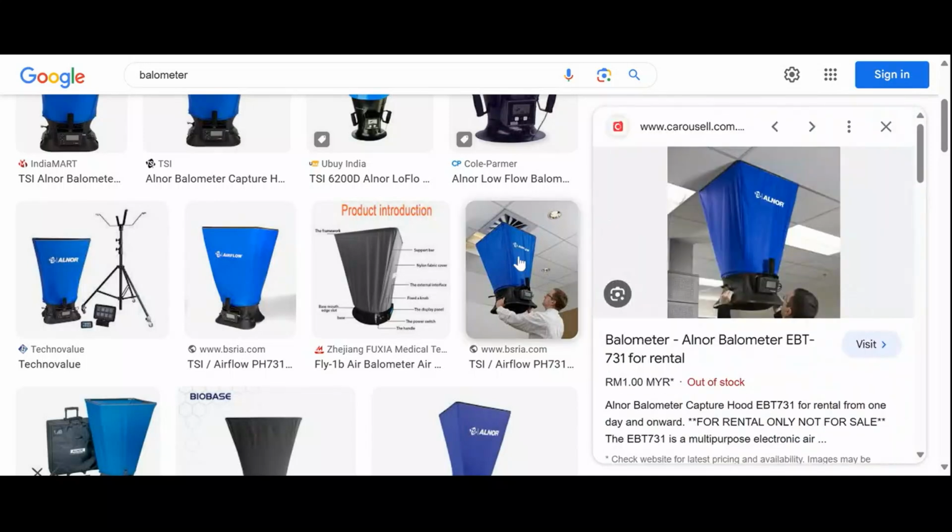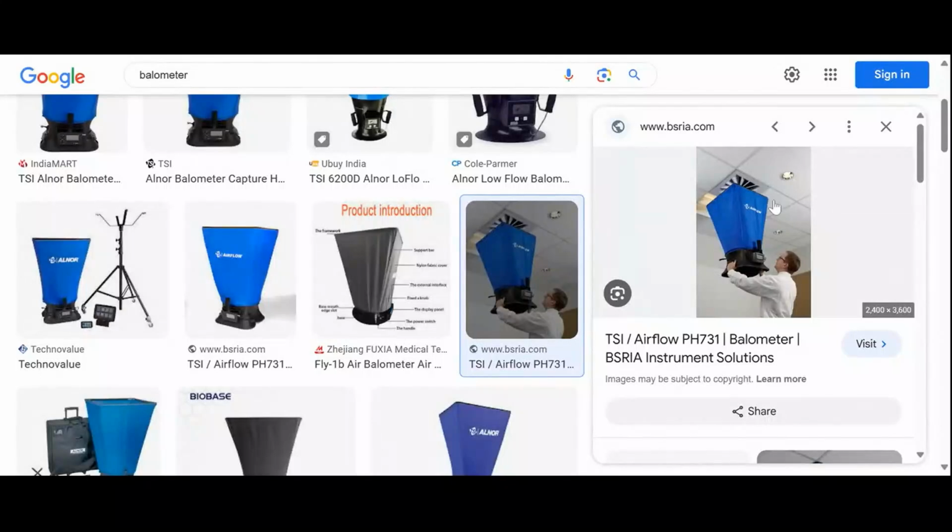So here you can see this device is called a balometer. A balometer is a device which is used to calculate the flow of air. What he is doing, this guy, he is checking how much air is coming from this diffuser. Suppose I need only 400 CFM from this diffuser, and it is giving 600 CFM, he'll ask his team to close it a little so that it can allow only 400 CFM.